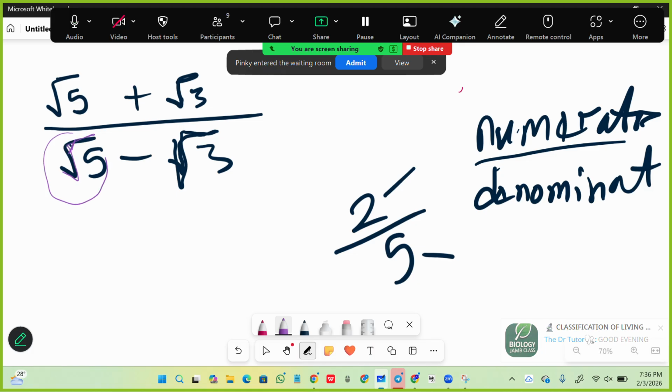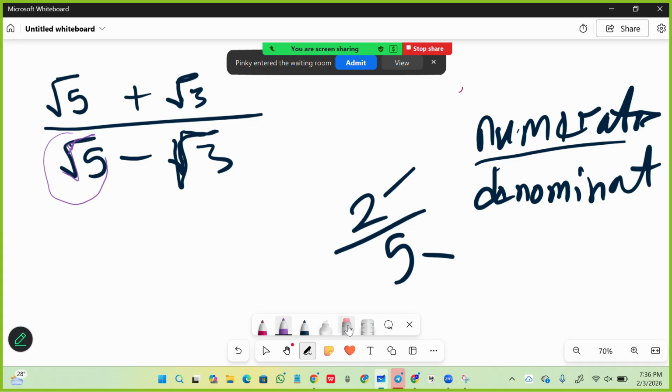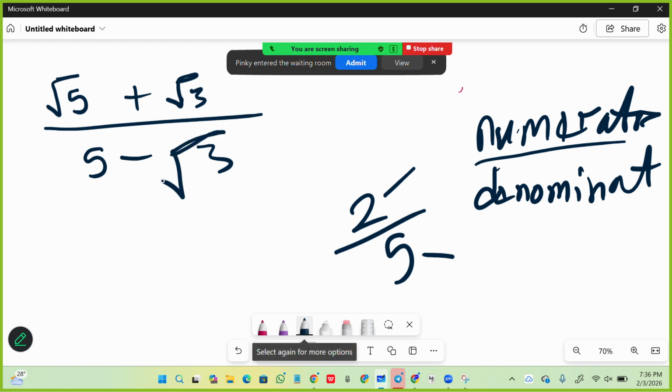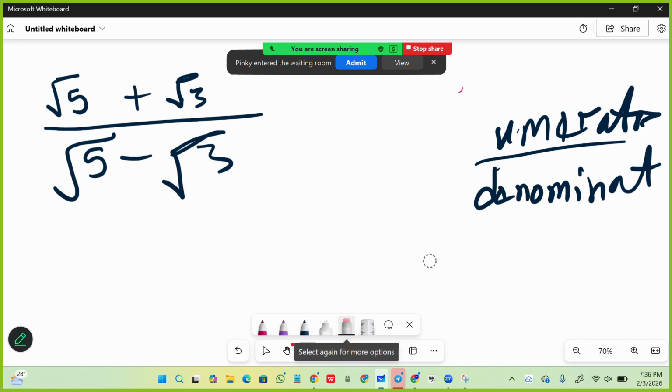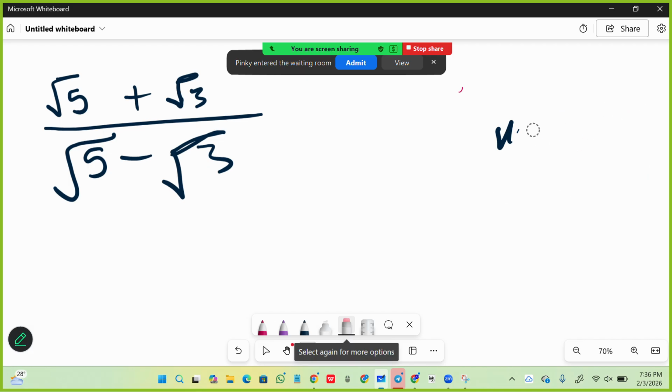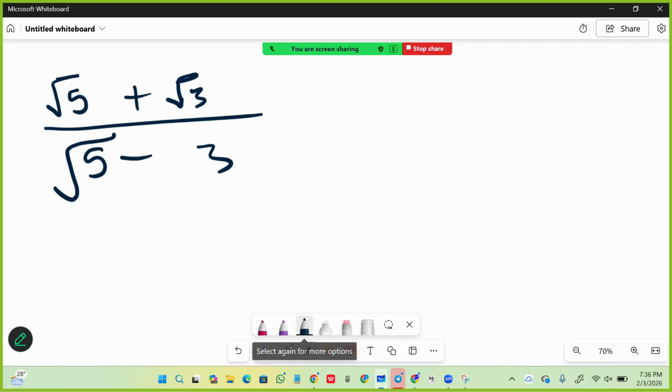So in surds, generally they don't want this root, this square root, in the denominator. They don't want to see it there, and you can see now it is in this denominator. What we are going to do to remove that surd from the denominator is the process they call rationalization. Are you getting that?